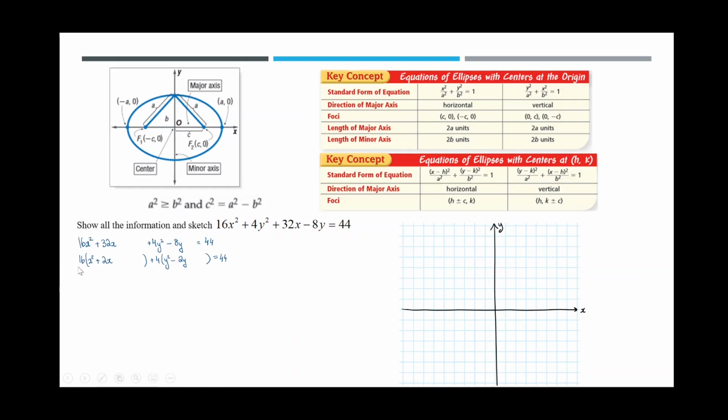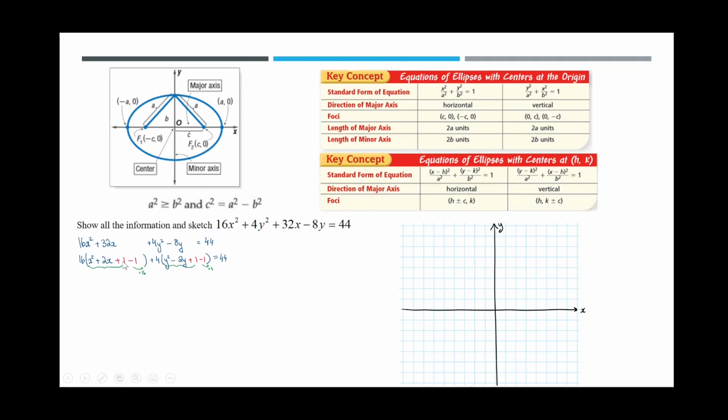We're going to factor out the coefficient of the x squared in order to complete the square. So 32 divided by 16 is 2 over here, and then negative 8 divided by 4 is negative 2 on the y. Then we're going to take half of this coefficient, which is 2. Half of 2 is 1.